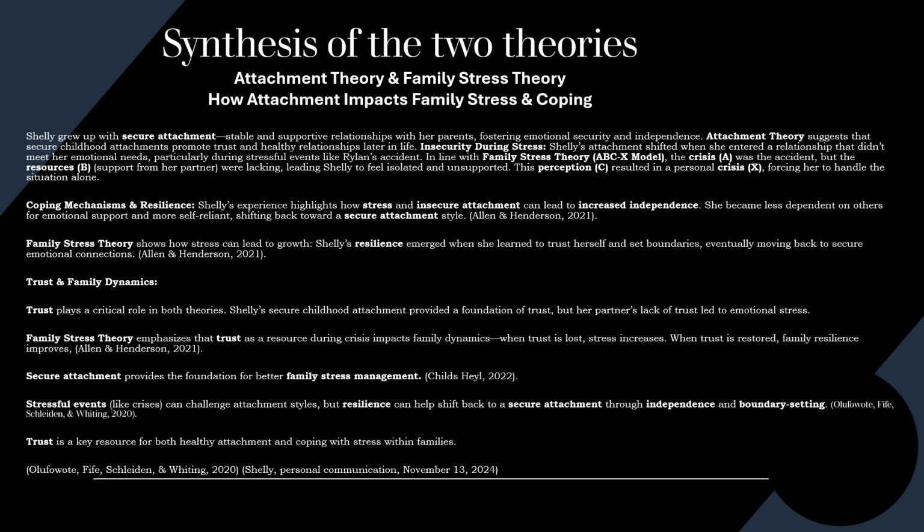Family stress theory emphasizes that trust as a resource during crisis impacts family dynamics. When trust is lost, stress increases. When trust is restored, family resilience improves. Secure attachment provides the foundation for better family stress management. Stressful events can challenge attachment styles, but resilience can help shift back to a secure attachment through independence and boundary setting. Trust is a key resource for both healthy attachment and coping with stress within families.